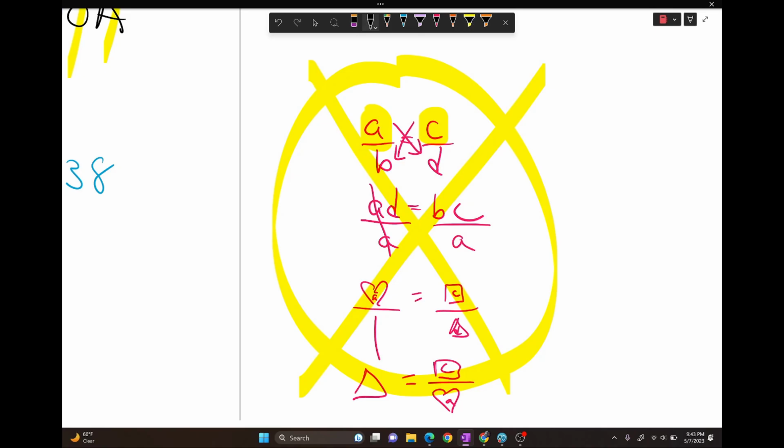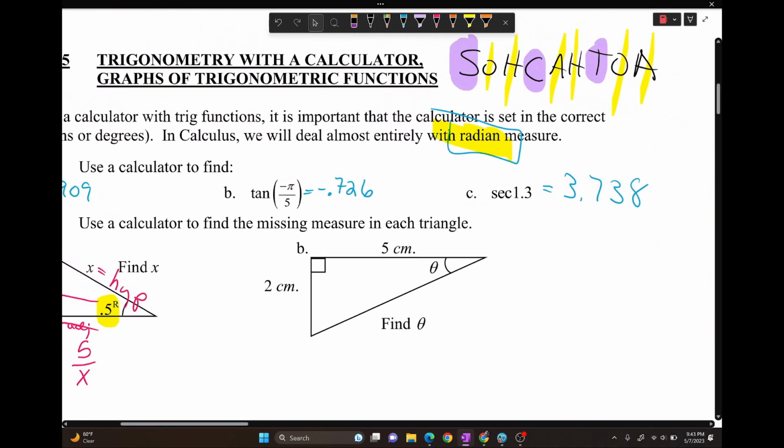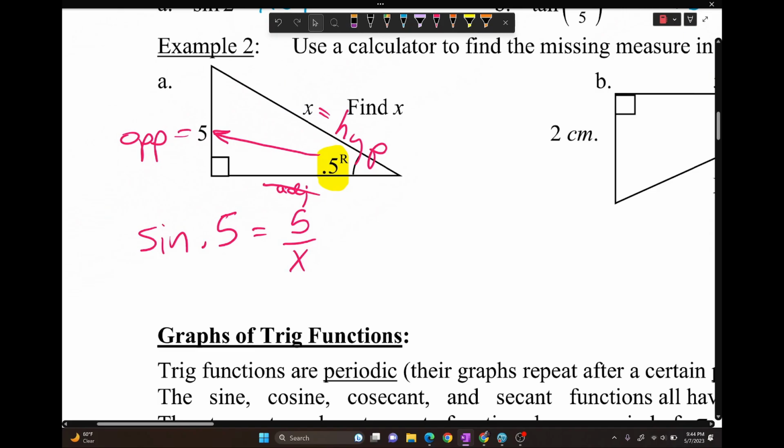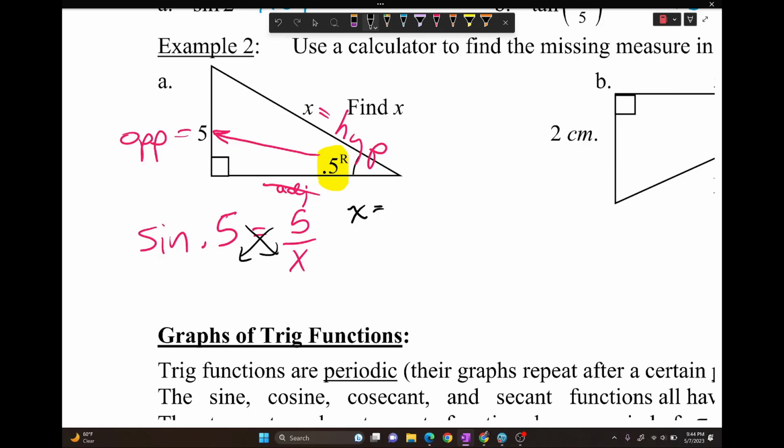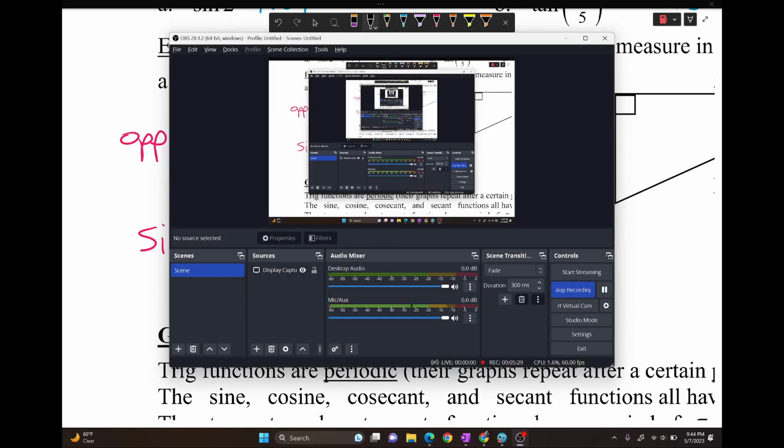Just follow the process for cross multiplying. I mentioned to you, again, cross multiply to solve, but I know the shortcut. My shortcut will be that x equals 5 over sine of 0.5, and I can put that into my calculator.